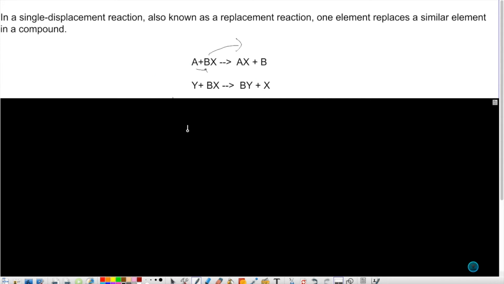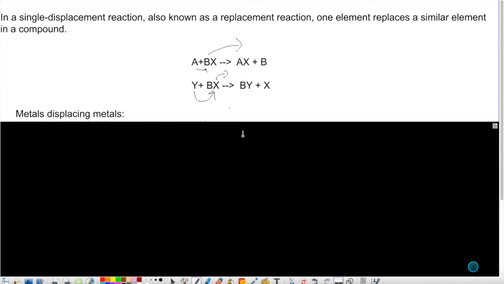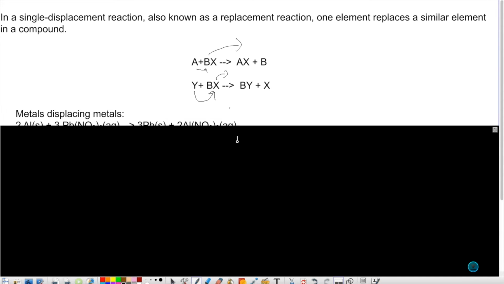Now there's this kind, Y plus BX yields BY plus X, okay? Same thing, take a look, see if you can figure out what type of elements we're talking about. These, to me, look like they're going to be nonmetals, right? Because these look like they're the anions in an ionic compound, all right? So the Y is going to, this time, kick out the X, and X is going to be by itself. All right, so metals displacing metals. Which type is this? It's the first type, right?